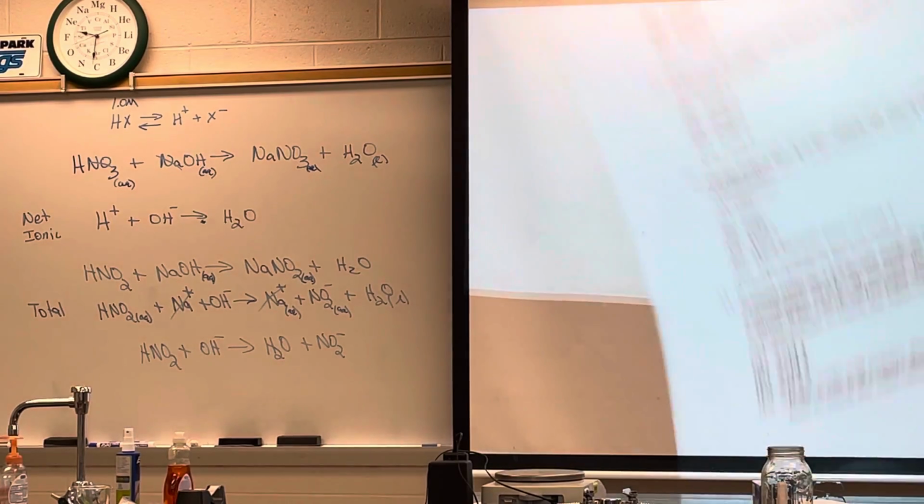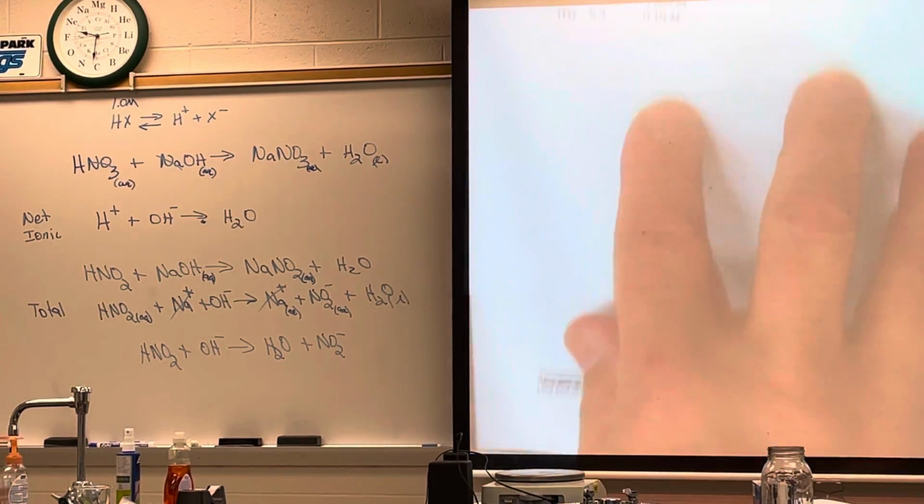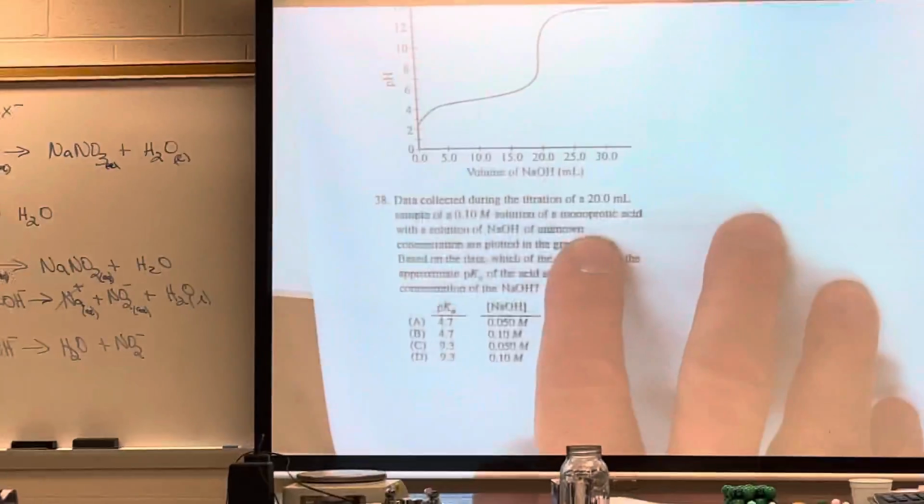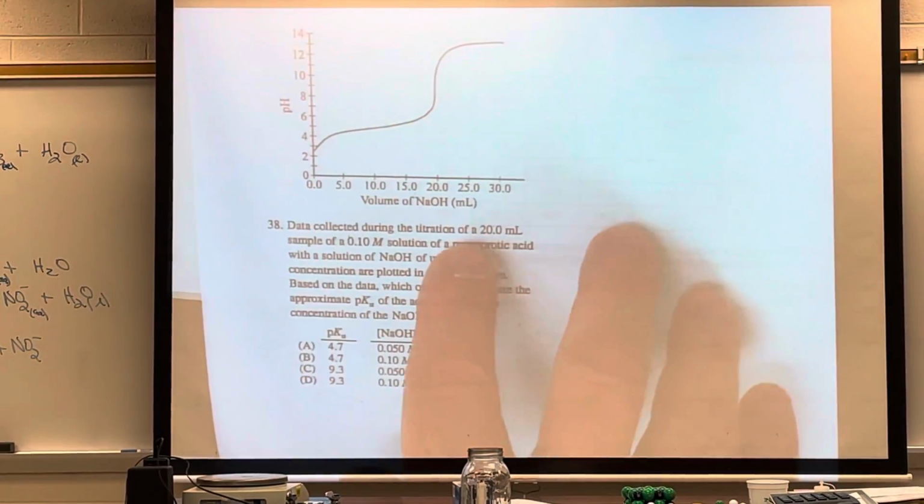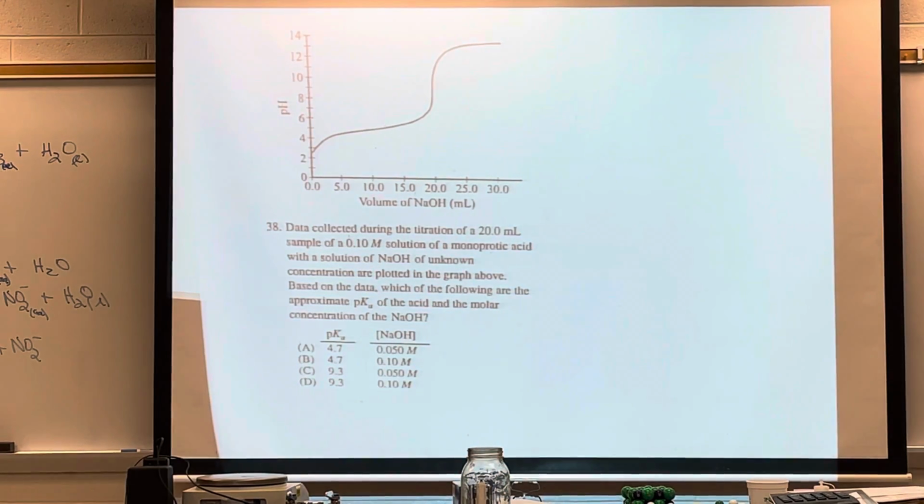Is there anything on the back? Oh yeah, we haven't talked about this, so this is a good introduction on this one. Data collected during the titration of a 20 mL sample of a 0.1 molar solution of a monoprotic acid with a solution of NaOH of unknown concentration are plotted on the graph above. Based on the data, which of the following are the approximate pKa of the acid and the molar concentration of the base?